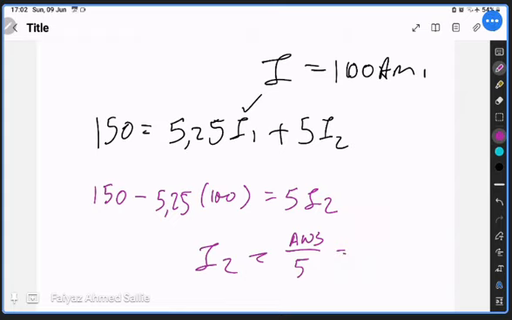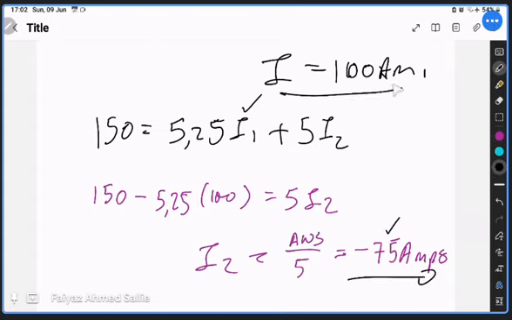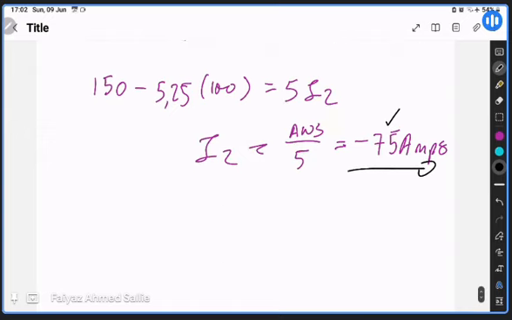Let's see that. 150 minus 5.25 multiplied by 100, divided by 5. So we get negative 75 amps. And the answer is negative 75 amps. Okay, so hopefully you guys understand how to solve these equations with two unknowns.